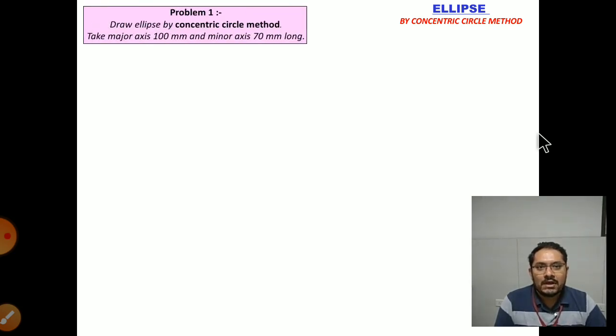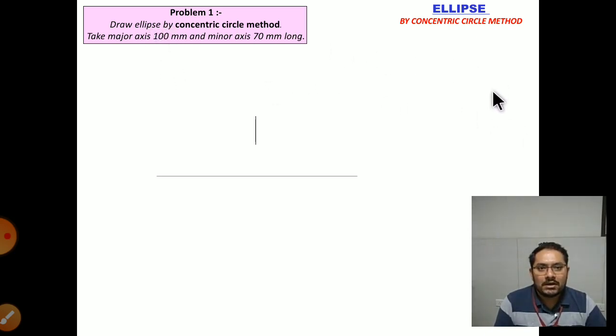Now, if you want to construct any curve, then we require two axes, called the major axis and minor axis. So, here is the data for the first problem. Draw an ellipse by the concentric circle method, and we are going to take major axis equal to 100 mm and minor axis equal to 70 mm. Whenever we consider the major axis, it will be the horizontal line. Let us take the horizontal line, and the dimension of this horizontal line is equal to 100 mm.